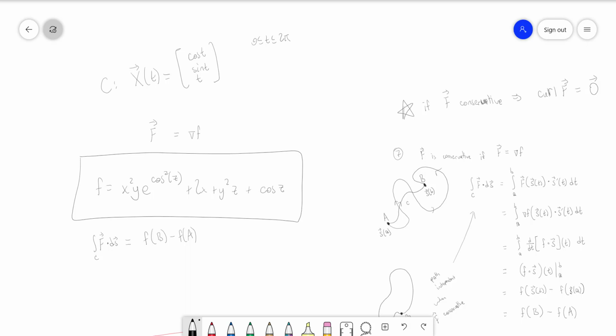Okay, so to get the initial point of the curve, you would plug in the initial value of t, which is 0. So that will give you 1, 0, 0. So that was the initial point. So here you'll have minus f evaluated at 1, 0, 0. And then plug in the final value of t into the parameterization to get the final point of the curve, 1, 0, 2 pi.